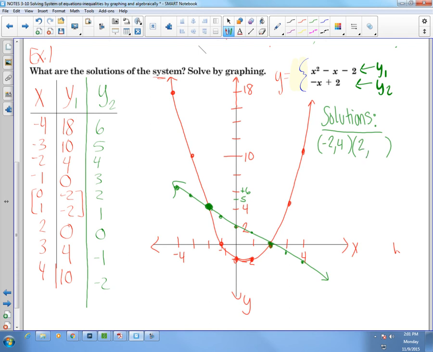What's the y value of this point? 2, 0. Okay? Generally, when we solve for the solution, we just write x equals -2 and +2. Any questions on that? So we solve graphically. So graph them and we found where they intersect.